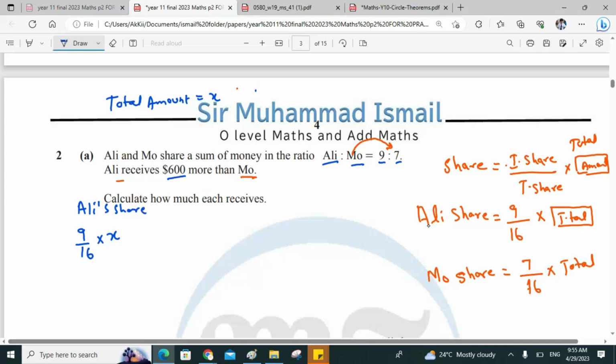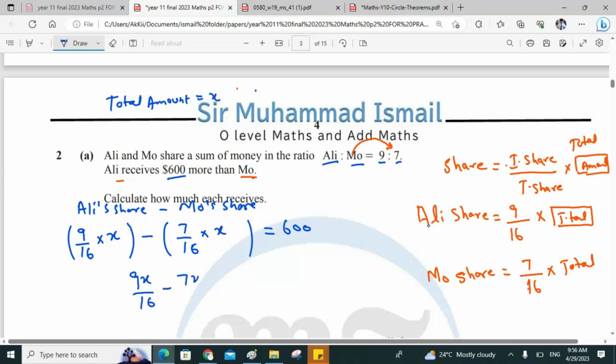And he's saying that Ali receives 600 more than Mo. You can do it many ways, but if I subtract Mo's share from Ali's share, the answer will be 600. This is what the question is trying to say, right? Mo's share is 7 upon 16 multiplied by X. Now this has become an equation for me: 9x upon 16 minus 7x upon 16 is equal to 600.